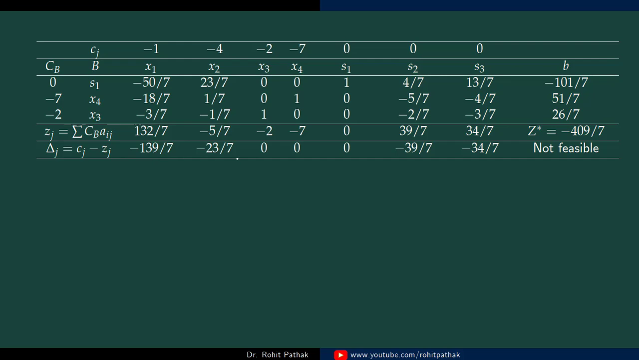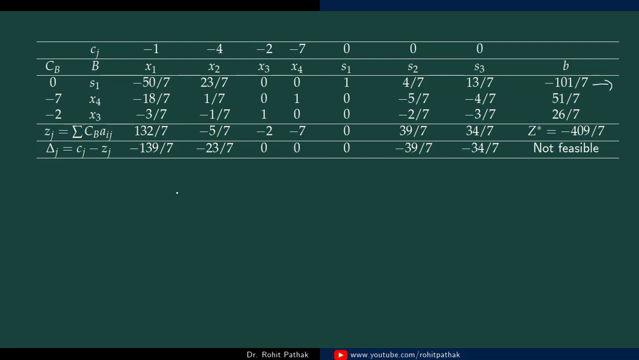So here we see that all the net evaluations are less than or equal to 0 and one entry in column B is negative. So again the solution is not feasible but optimal. The solution is optimal but not feasible. So we mark this as a key row. So this variable will be the outgoing variable.